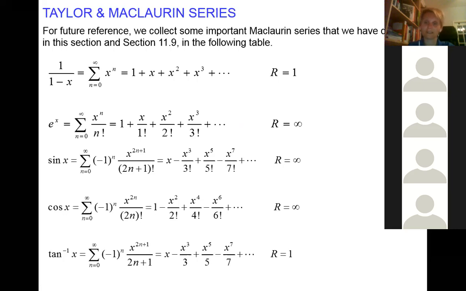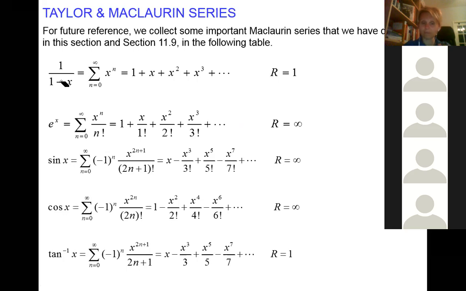Okay, that means this is the summary page for us. We have to know the power series representation for just the geometric one, the rational function, x to the n. e to the x looks like that. Sine of x looks like that. Cosine of x looks like that. And inverse tangent was also done through the geometric one.